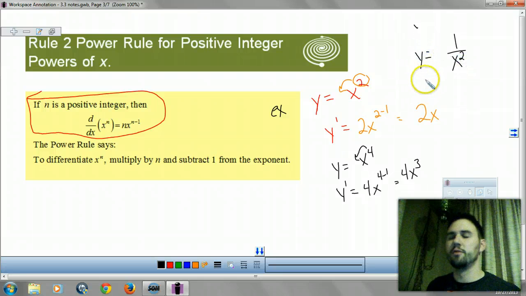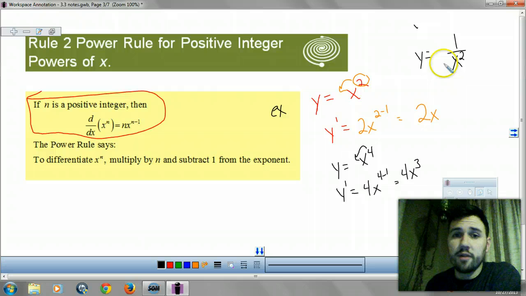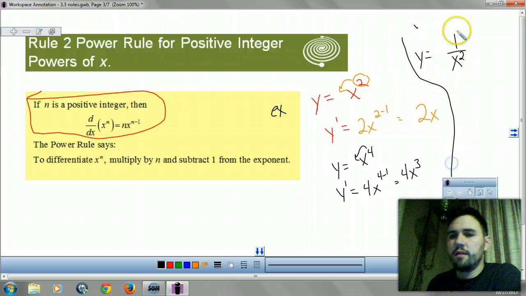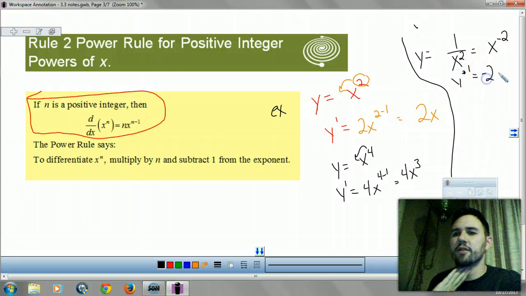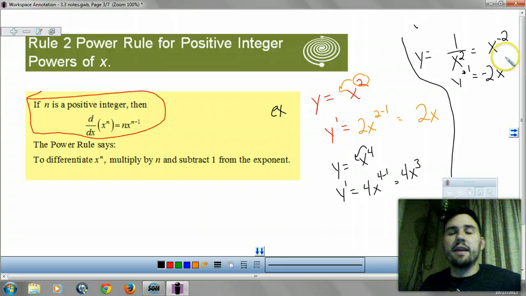Let's say y equals 1 over x squared, and we want to find the derivative. Well, can I rewrite this as x to the negative 2? Yes. So your y prime, you bring down the negative 2, x to the negative 2 minus 1, negative 3.